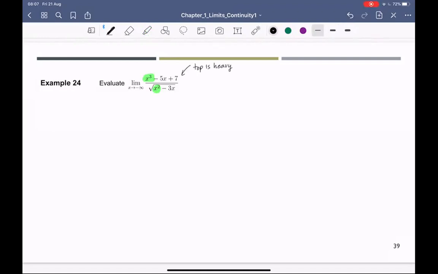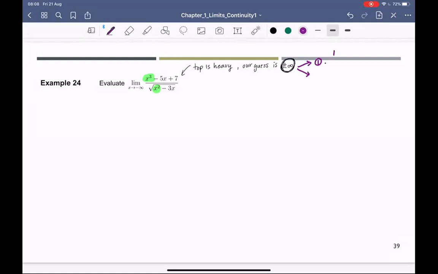Once you know the numerator is heavy, our guess is that the answer is going to be plus or minus infinity. This should be the first thing you try to figure out. You should guess your answer first, and my guess is plus or minus infinity because the top is heavier compared to the bottom. So I will use the technique we just learned last time to show that it is equal to plus or minus infinity.